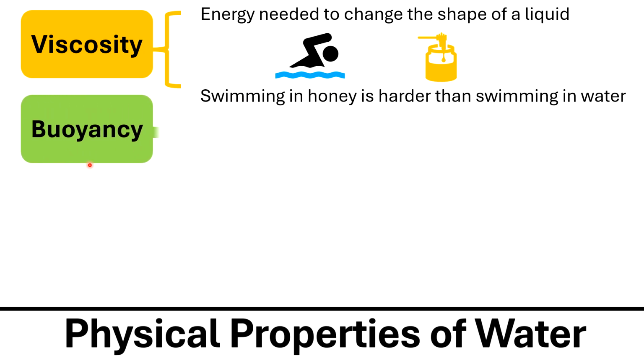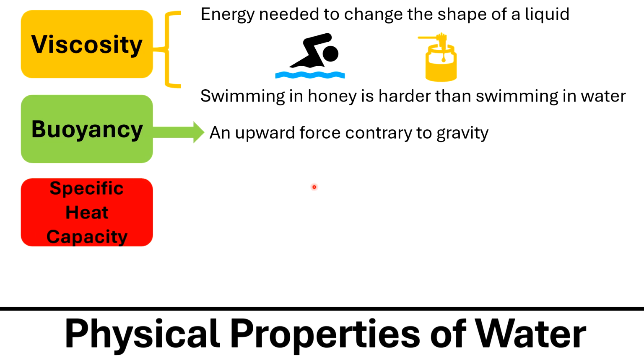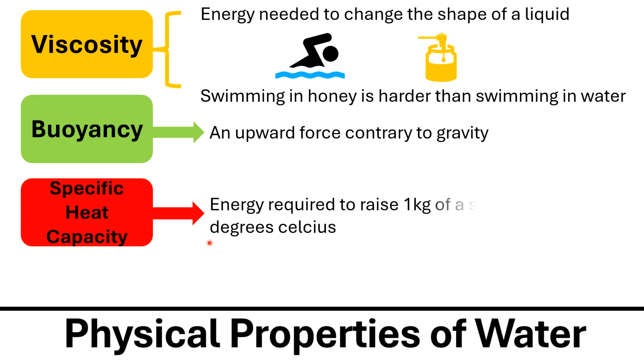Now, buoyancy is essentially the upward force, which is contrary to gravity. So, for example, when you throw a ball underwater and it's going to, well, obviously fall into the water, it's going to rise up again, and that would be known as buoyancy. Specific heat capacity is the energy required to raise 1 kilogram of a substance by 1 degree Celsius, and water has a high specific heat capacity.